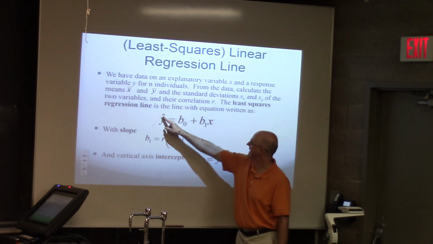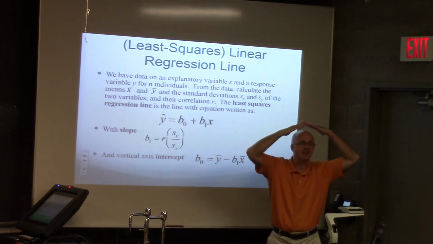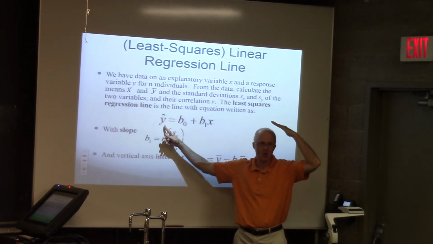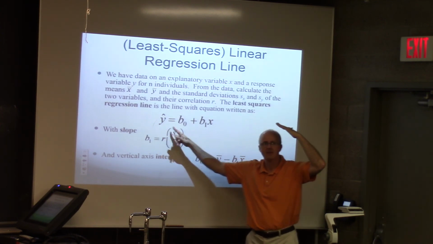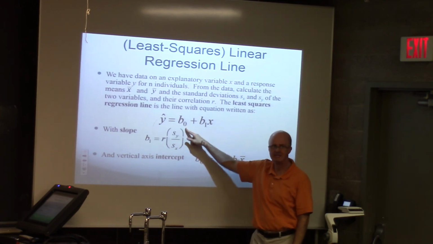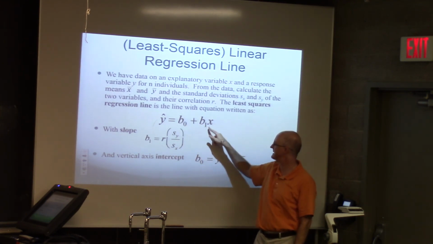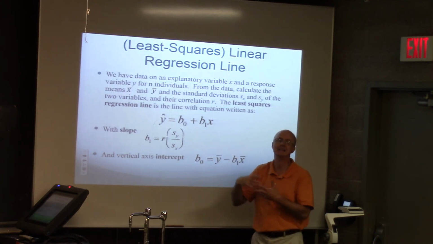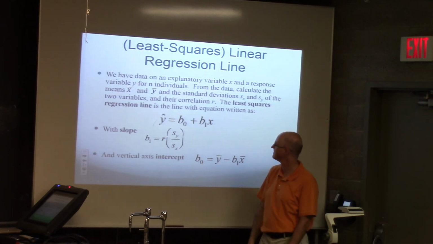Y, what's that thing? That's a hat. Y is wearing a hat. You call it y hat. Why do we call it y hat? I don't have time to explain today. Next time. Y hat equals b sub 0, or just b0 for short, plus b sub 1, or just b1 for short, times x. X is the independent or explanatory variable. Y is the dependent or response variable.